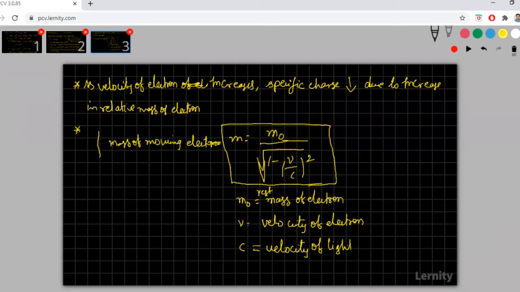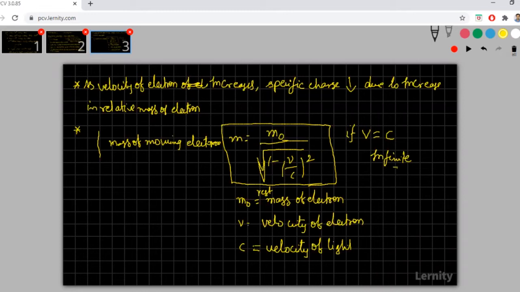For example, if v is equal to c, that means the velocity of the electron is equal to the velocity of light, the denominator value becomes 0. So when v is equal to c, the mass of the moving electron becomes infinite.